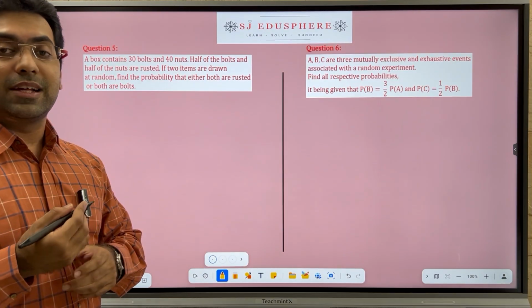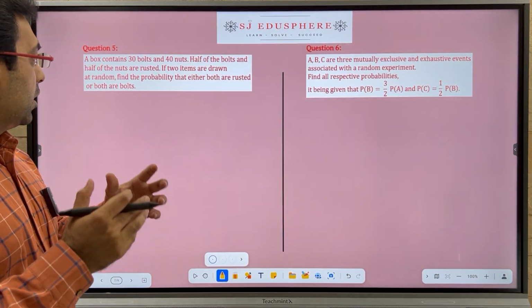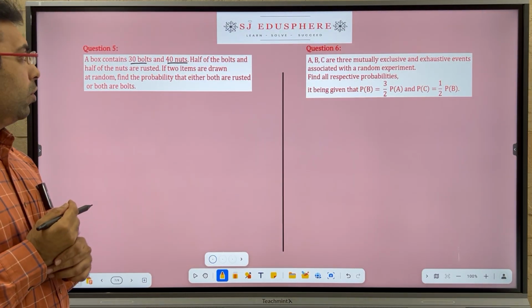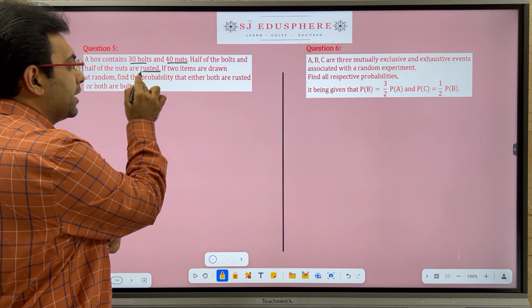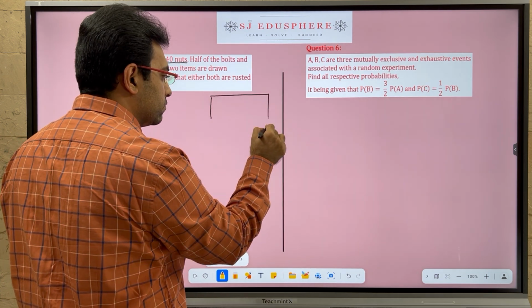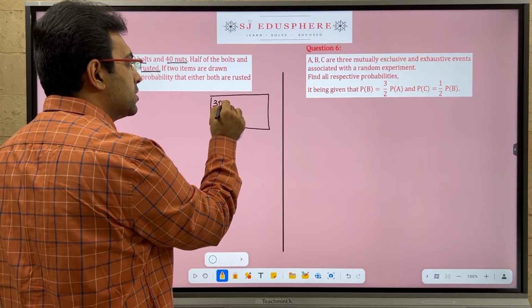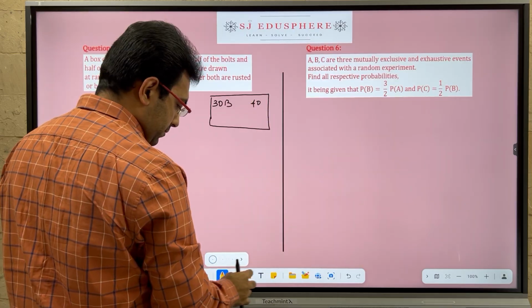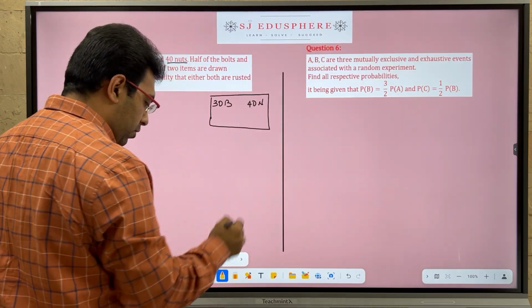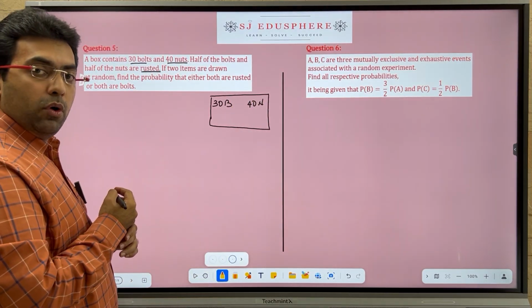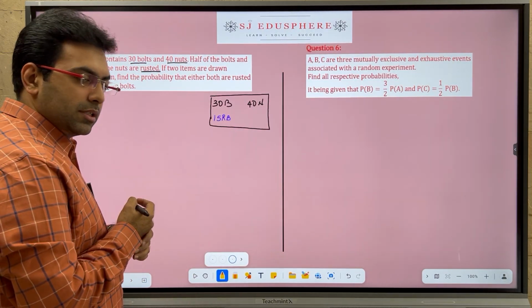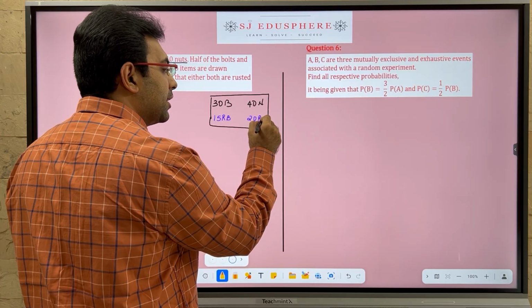Now I'm going for more than one selection. You have a box. The box contains 30 bolts and 40 nuts. Half of the bolts and half of the nuts are rusted. Let us first get this diagram. I have a box which has 30 bolts and 40 nuts. Now, my question says half of the bolts and nuts are rusted. That means I have 15 rusted bolts and I have 20 rusted nuts.